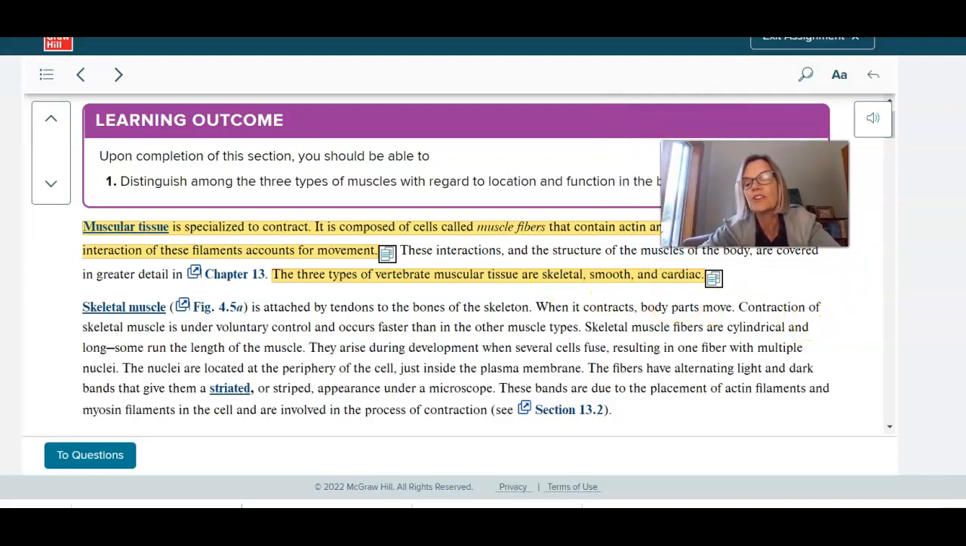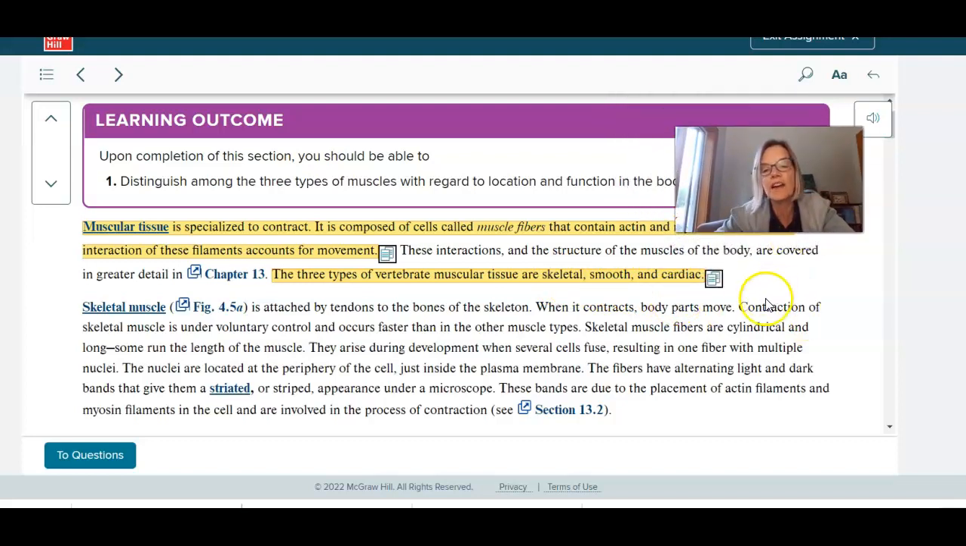And if you look on your lecture guide, I said make sure what you want to know is the types of muscles with regard to their location and function. So there's a lot of detail in here about structure of muscles and things, but as long as you get the location and the function, I'm good.